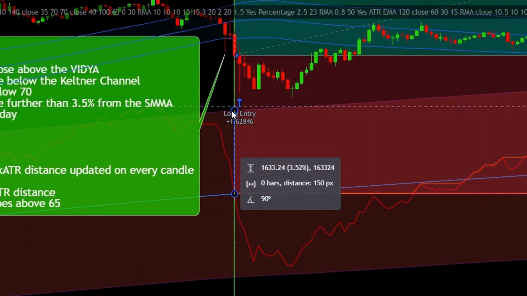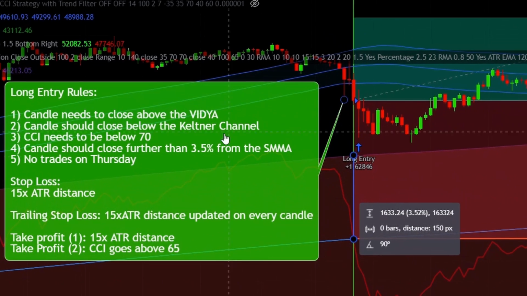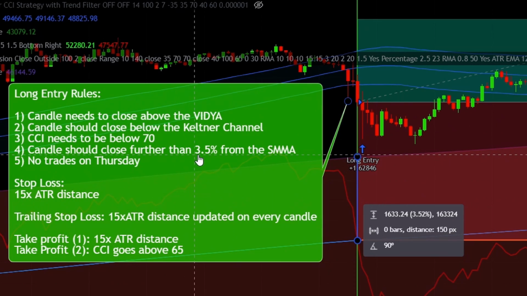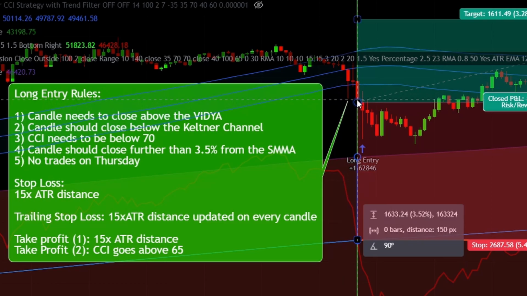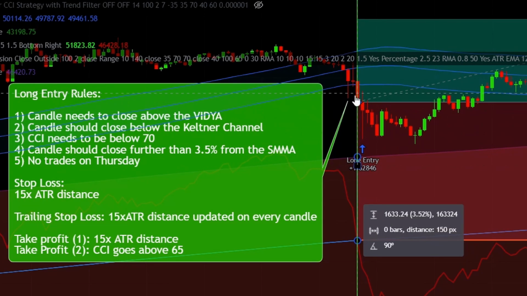3.5% is right around here, but in our premium script it is well visualized on the chart with this red area. So as the rule says, the candle should close further than 3.5% from the SMMA, and the entry signal candle close was right here, which is much further than 3.5%. And the last rule is that we do not take any trades on Thursdays. Do not ask why, as I was optimizing, I found that Thursdays are bad for trading this strategy.